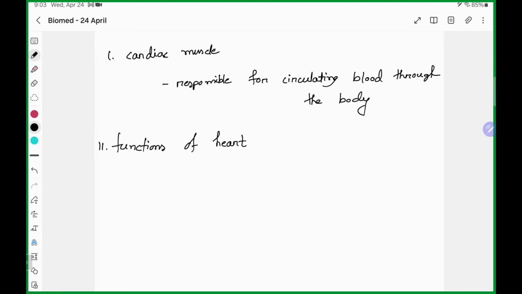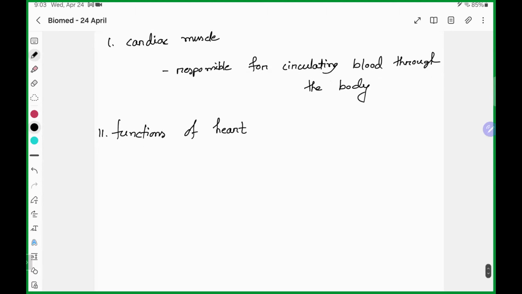Especially the last one, cell division does not happen. So you will see one of the major problems: if you have heart failure, some of the cells will die, and those cells cannot regenerate. Other cells in our body can regenerate, but heart cells don't. So cardiac muscle is very different from other muscles.